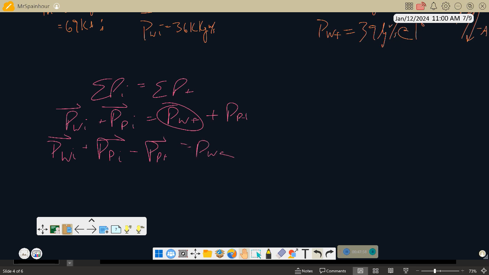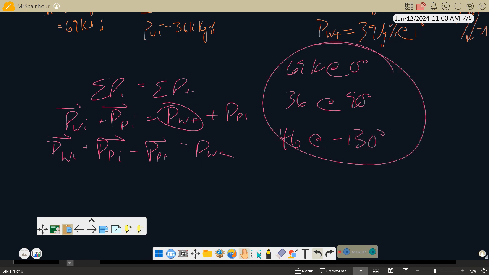Or in other words, you have these vectors: 69 at 0 degrees, 36 at 90 degrees, and 46 at negative 130. If you take those 3 vectors and add them together, that will get you this right here. That's what this math says. This math says add those 3 vectors to get that guy right there. Can I take a picture?